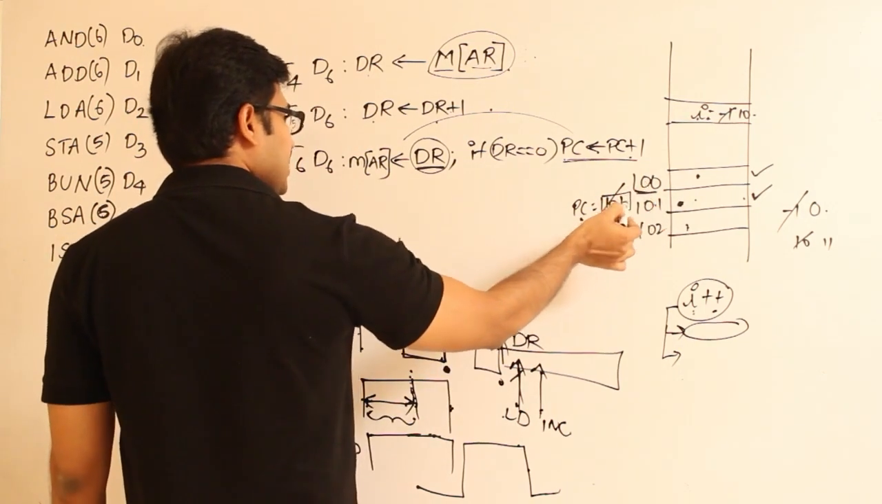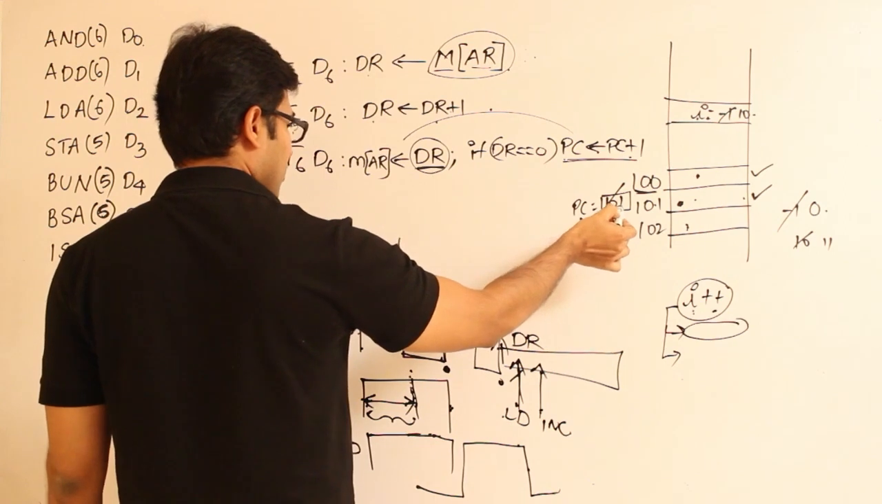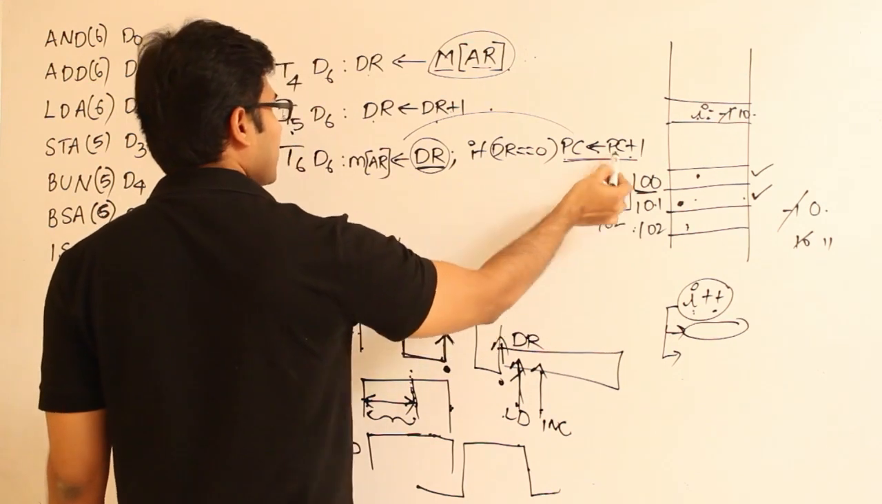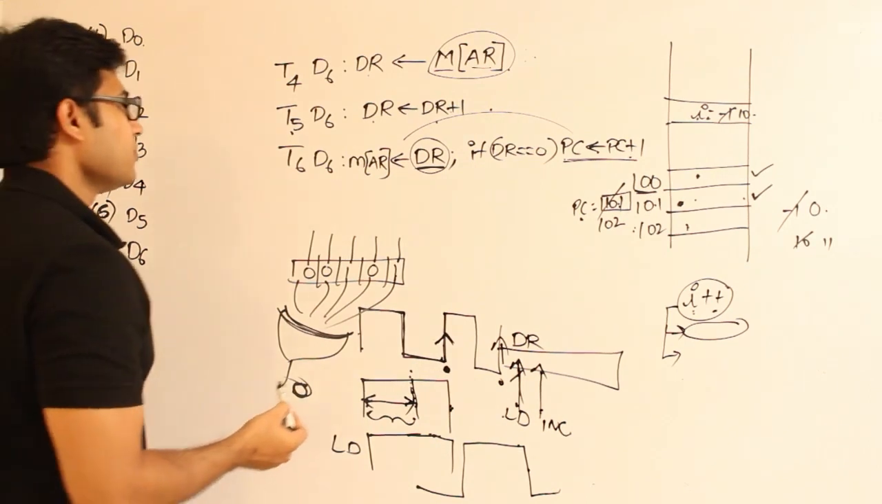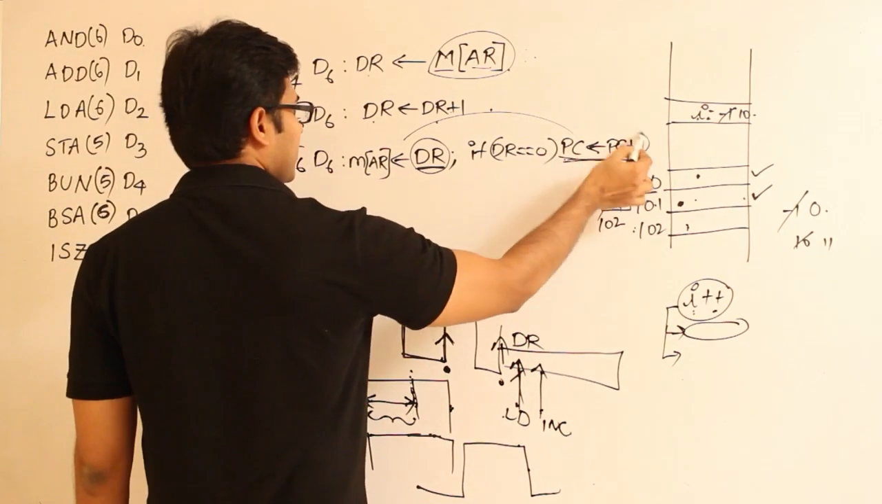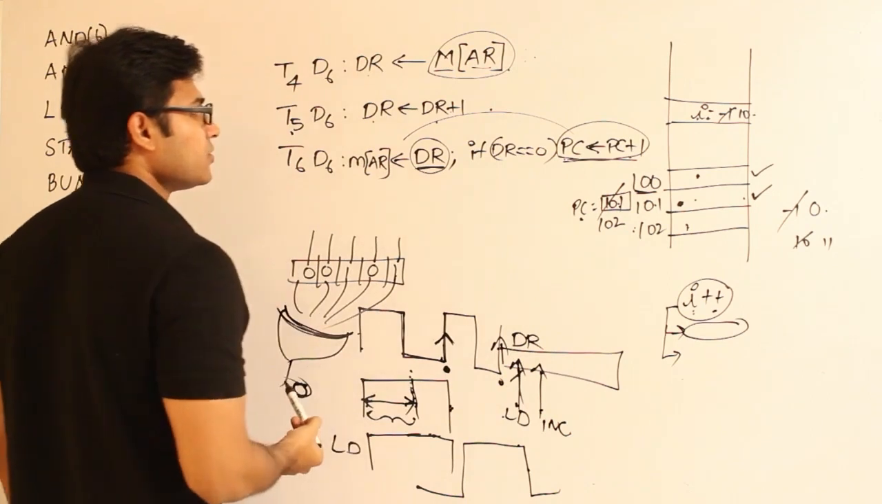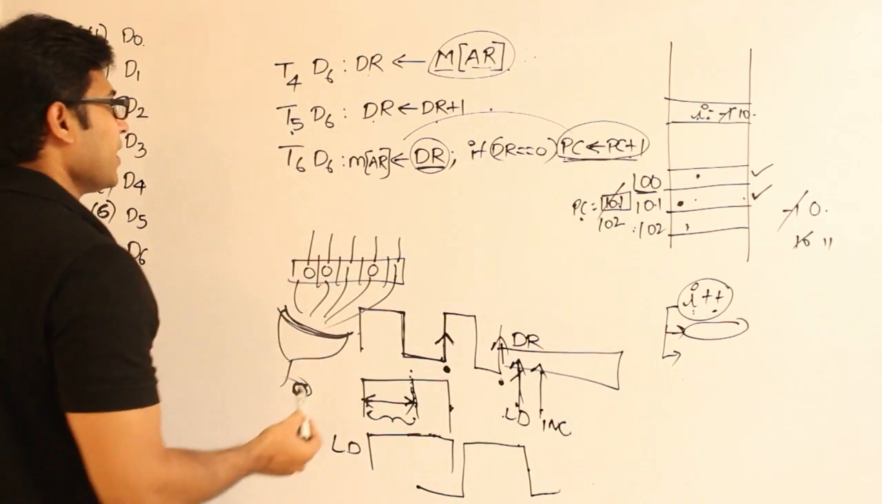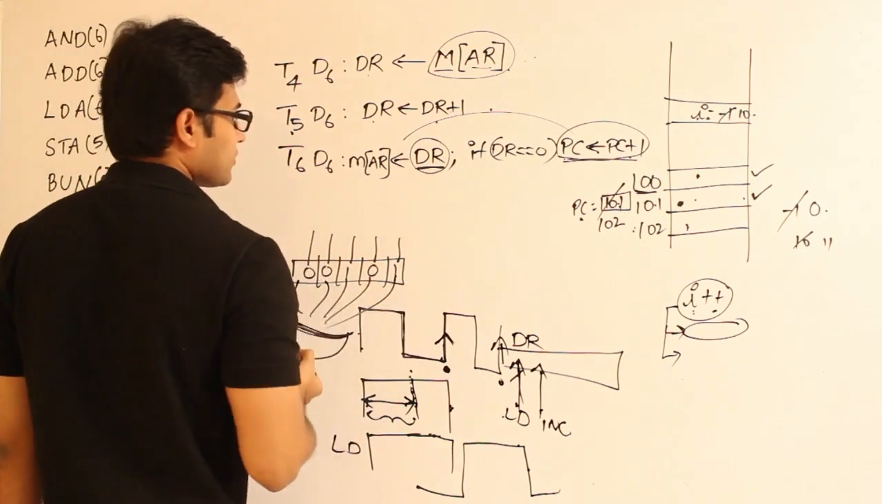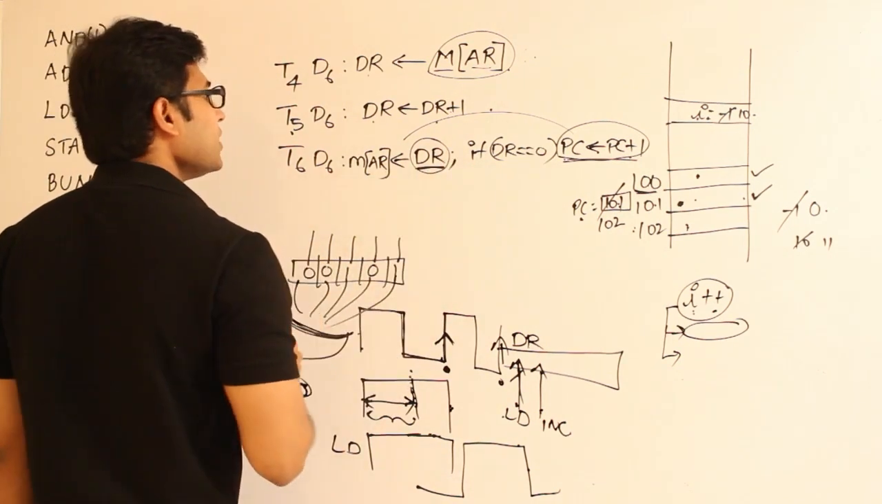Because PC is already 101, and now if I want to make it 102, I have to increment it by 1. Got it? So how can I do PC equals PC plus 1? It is nothing but giving the increment signal to the PC register. Okay, so by this everything is over, right? So the instruction is complete.